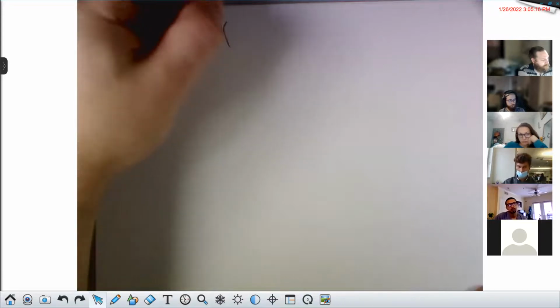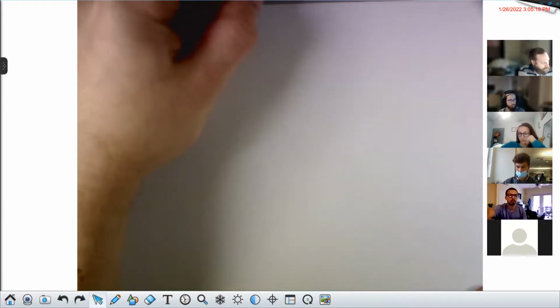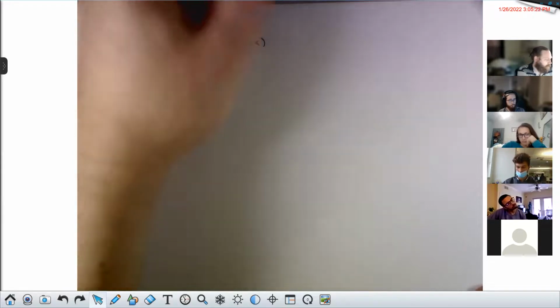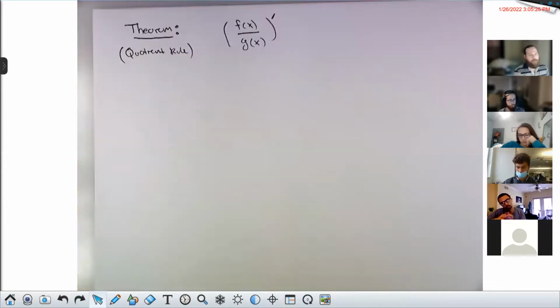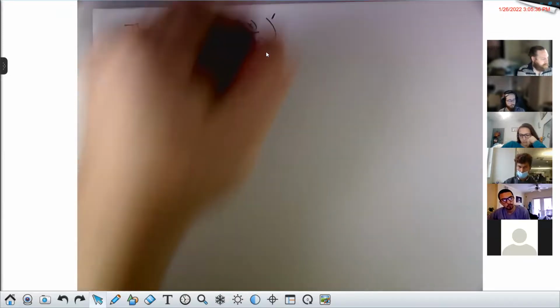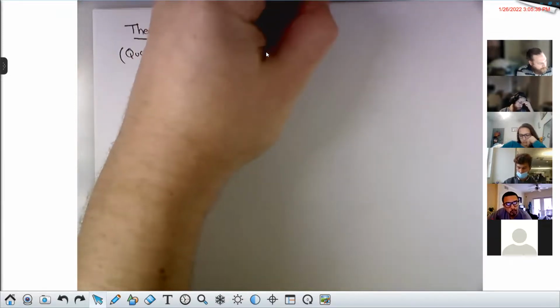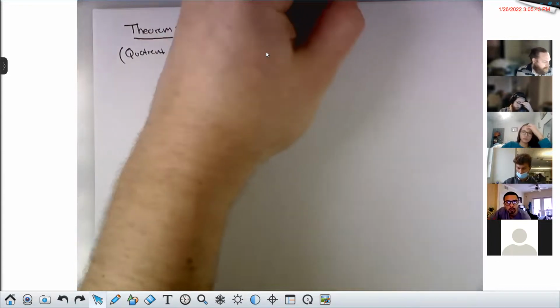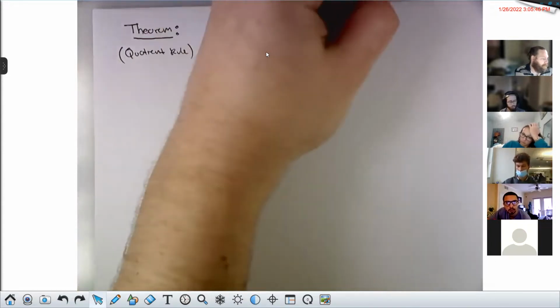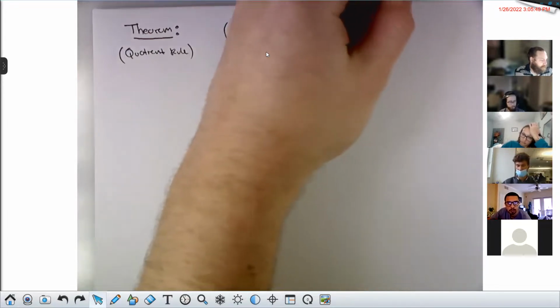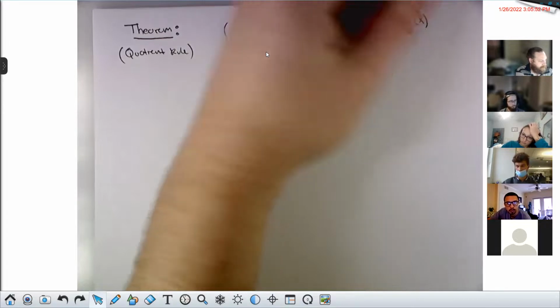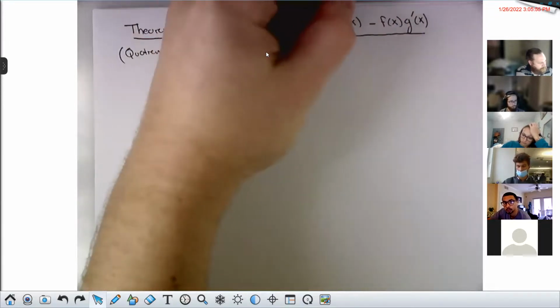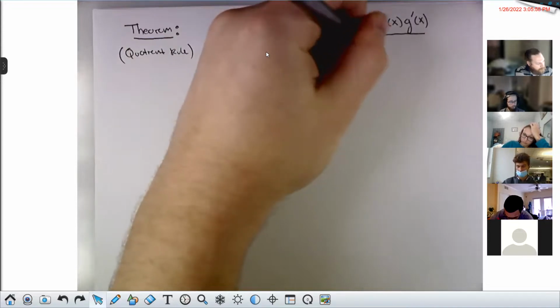So what the quotient rule says is if you have a ratio that you want to differentiate, just like with derivatives of products, you cannot differentiate each piece on its own and multiply them. With the derivative of a ratio, you cannot just say it's f prime over g prime. That's not correct. This one is kind of messy. It's the bottom function times the derivative of the top function minus the top function times the derivative of the bottom function, all divided by the square of the bottom function.